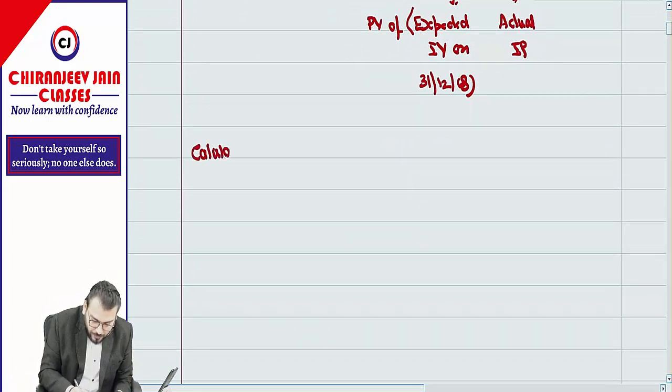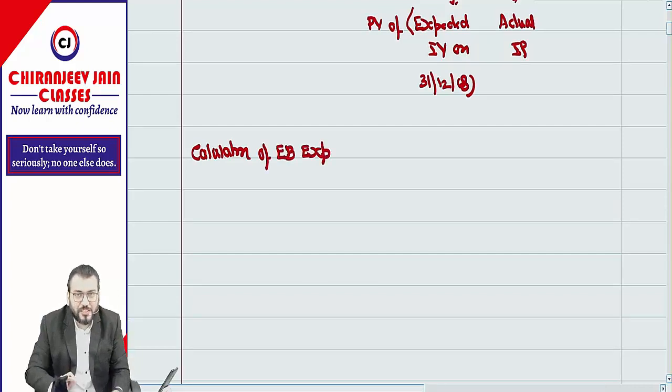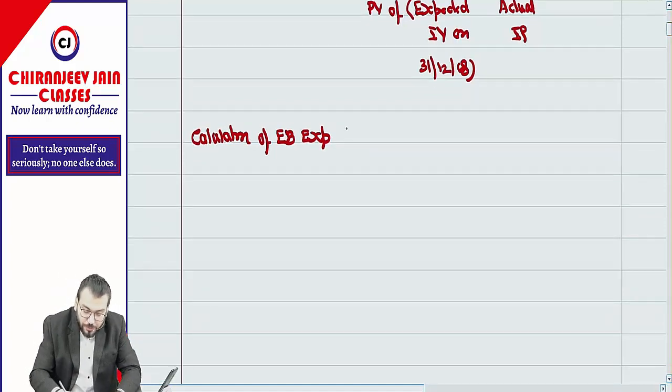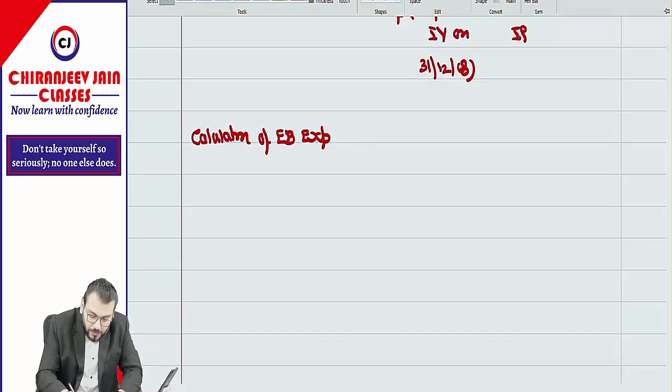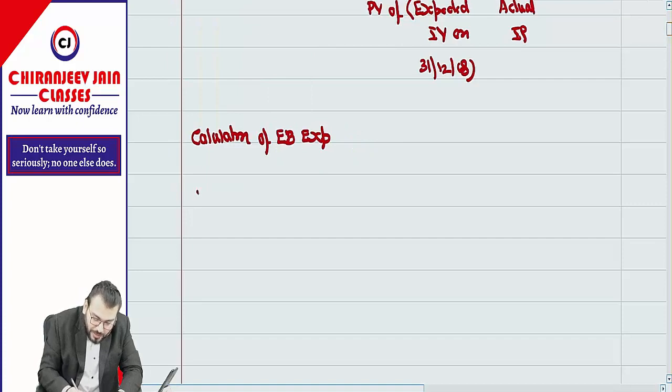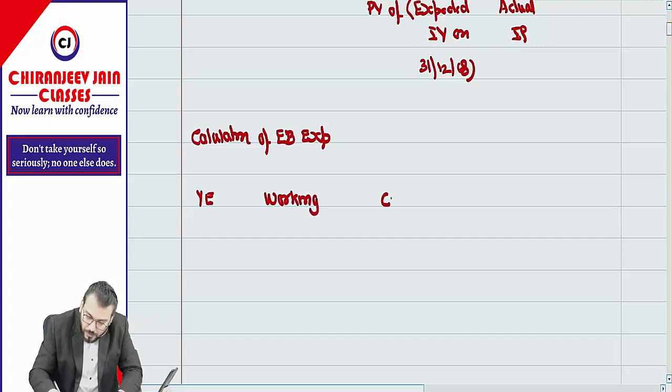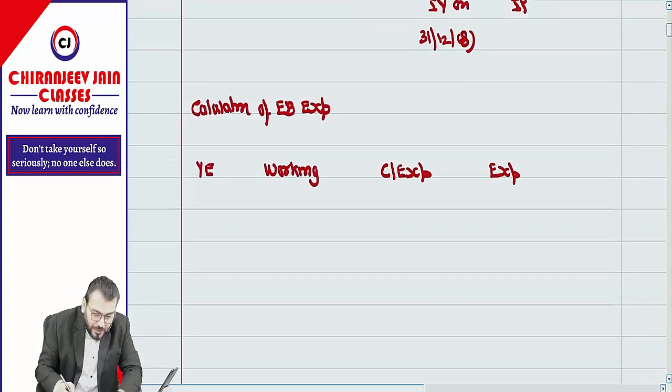Calculation of EB expense. I hope you have understood that in this chapter the calculation of EB expense is most important. Correct? Understood? Yes, sir. So we write down year end, working, cumulative expenses and expenses. Correct? Can we start?